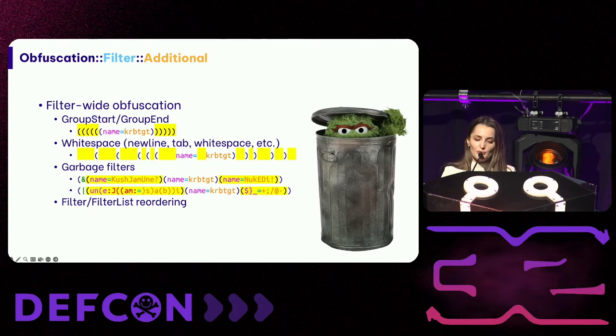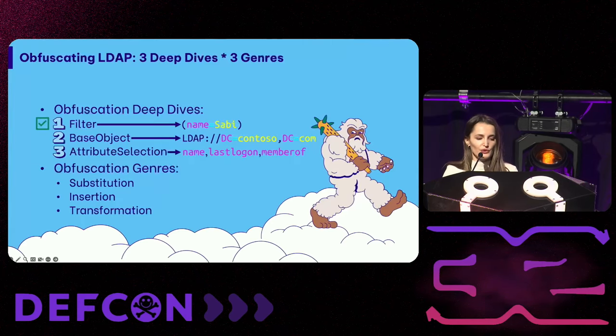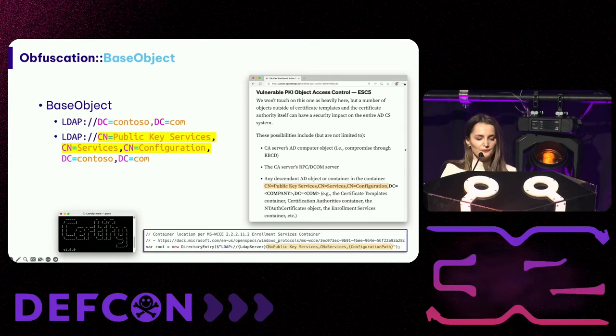You can also add white space all over, and it's insignificant; it can be new line, tab, etc. Garbage filters: here you need to be careful if you're using logical OR or logical AND, because if you're looking for logical AND, you need to make sure the properties exist, but you can go crazy with ORs. And lastly is filter reordering. Until now, we only handled the filter. Let's see what we can do with the base object.